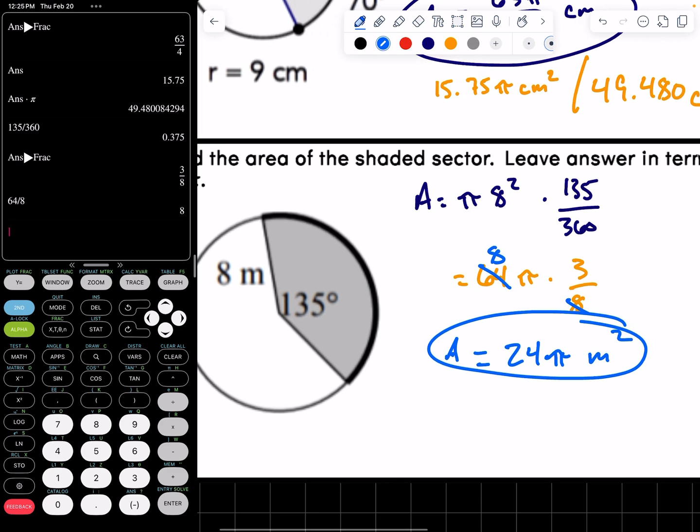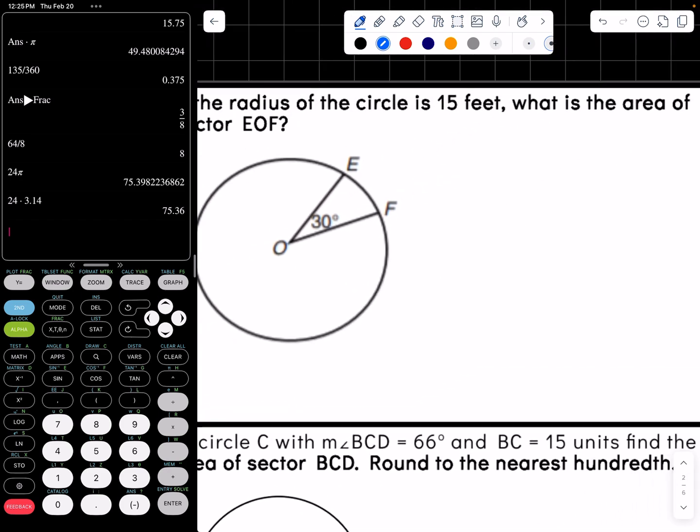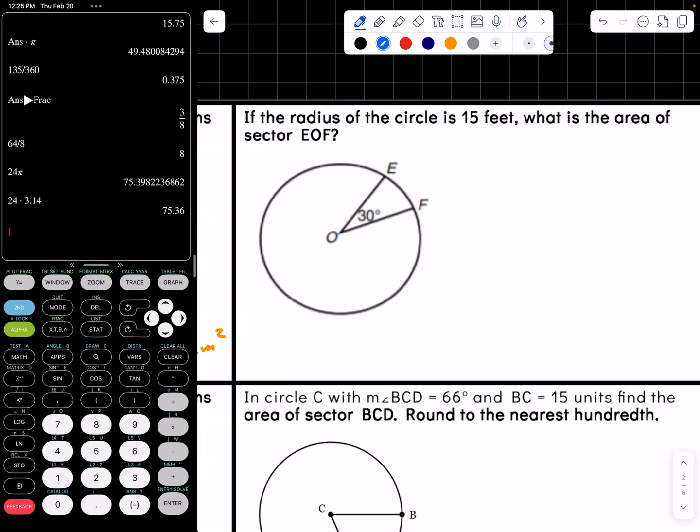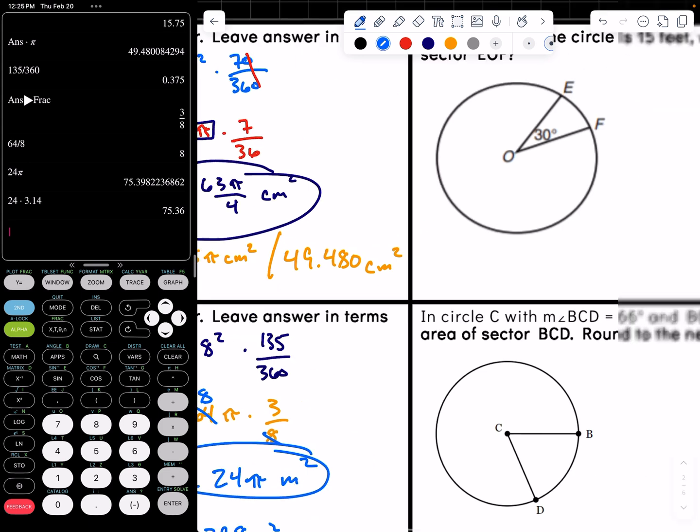as our area. And if we were to evaluate by multiplying by pi, I could do that. 24 times the pi button would be 75.398 meters squared. We do not want to multiply by 3.14 because that's going to give us a different answer. Okay, so be careful. We want to use the pi button unless they specifically tell us to multiply by 3.14. We're just going to deal with the pi button. Okay. But a good way to check your work, if you feel like you're close but not quite right, go on ahead and do the opposite and see if you get the right answer that way.